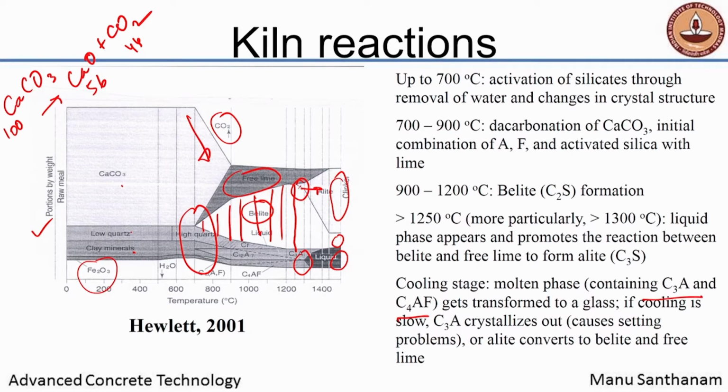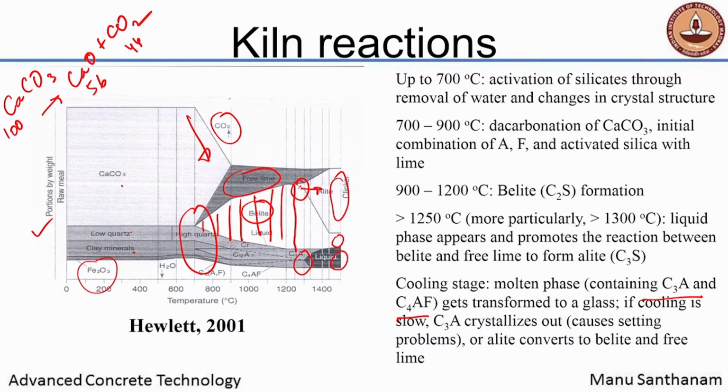So, this cooling stage is where this molten phase containing C3A and C4AF gets transformed into a glass. Glass means what? Amorphous? Well, maybe amorphous, but in this case we still want C3A and C4AF to be crystalline, and they are crystalline, but they have extremely fine crystal sizes which makes them quite reactive, but at the same time they are not uncontrolled reactive like an amorphous material. Okay. So, they are still reactive, but they are fine crystals of C3A and C4AF that actually form.